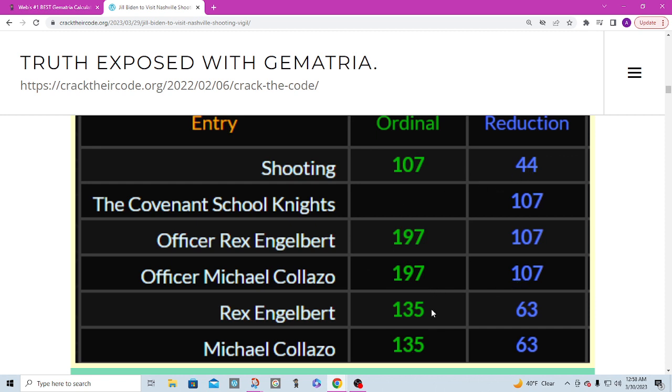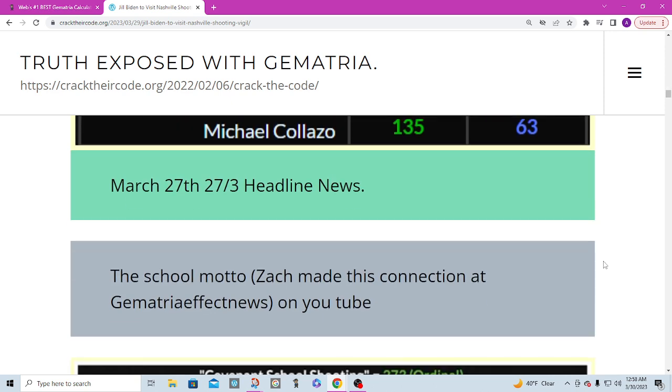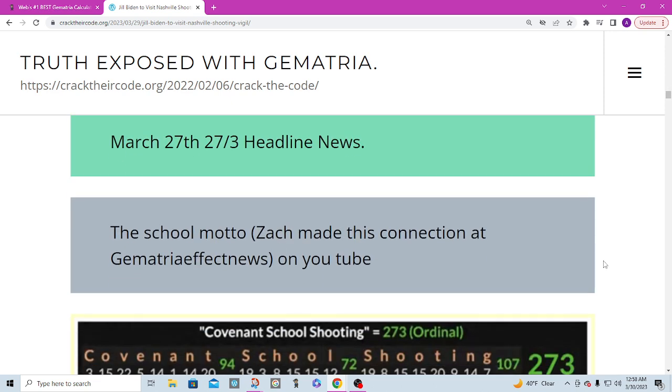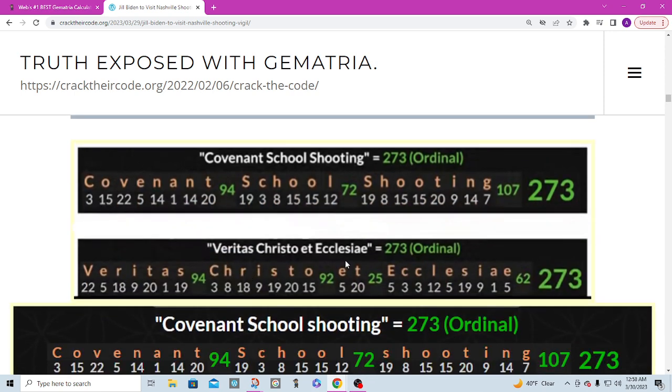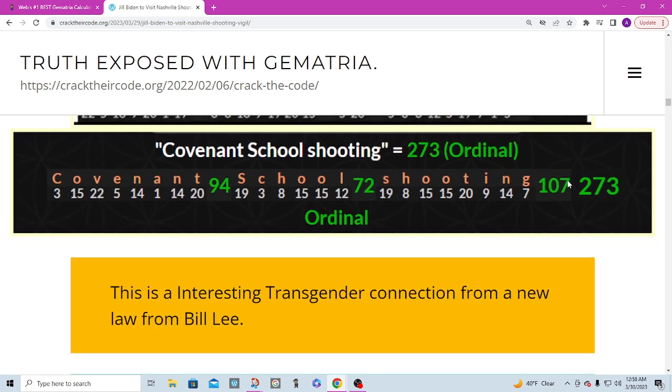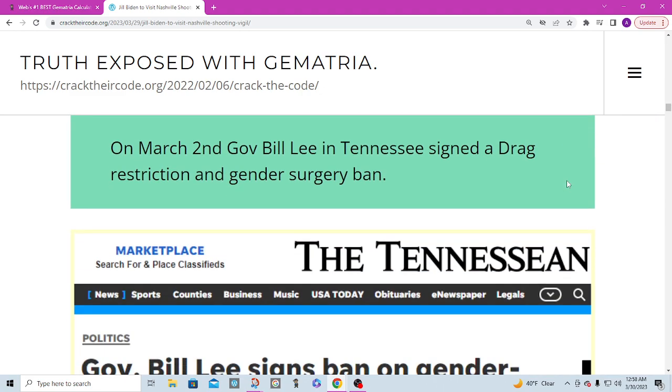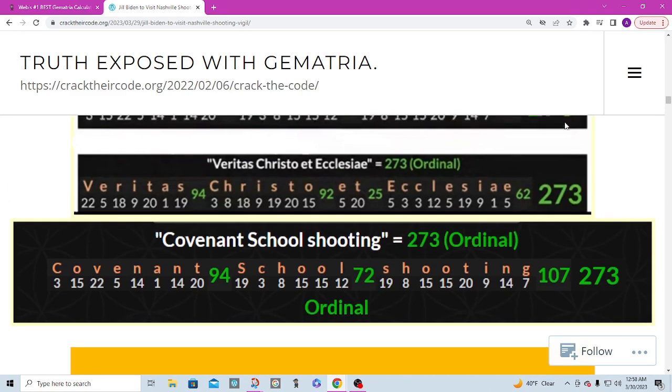These patterns are used to form agendas to control society. Look, here's the school motto. This is something Zach figured out. Here's the school motto, the day of the shooting. Here's the headline news and the day of the shooting. You can't make this stuff up, guys.